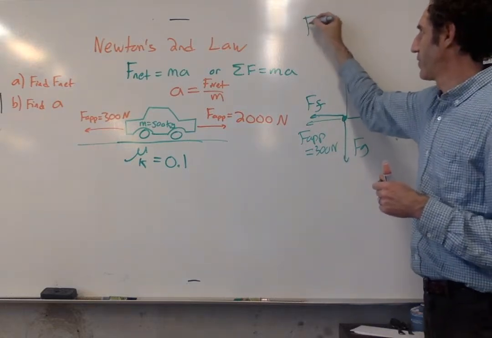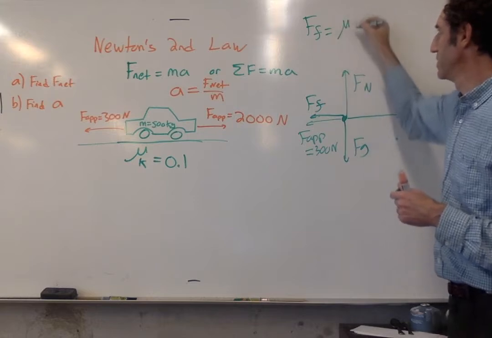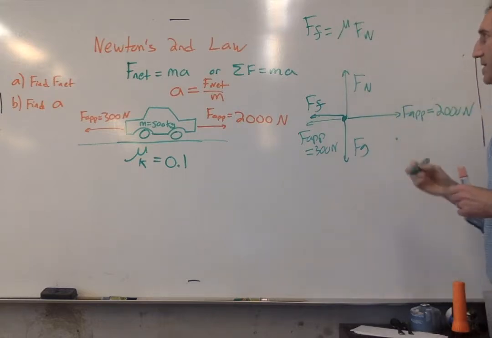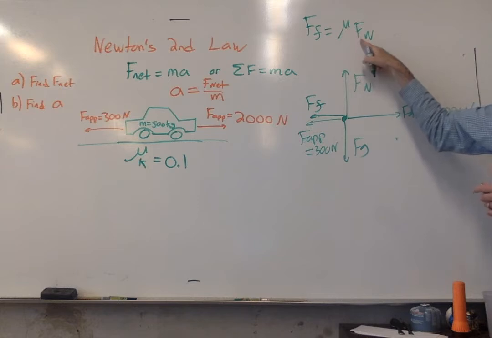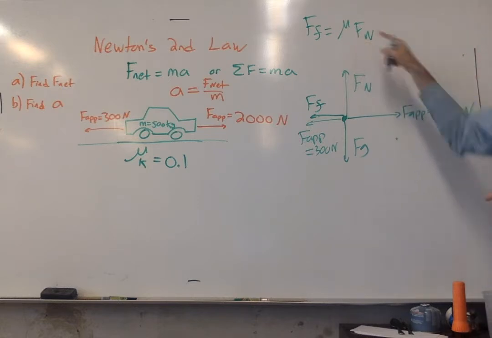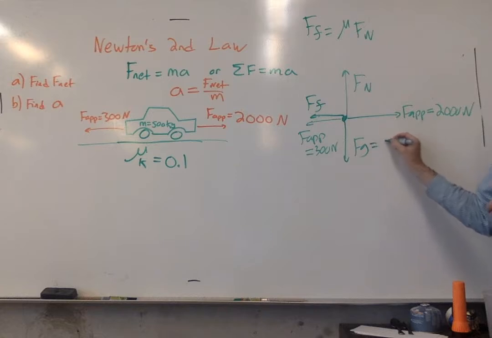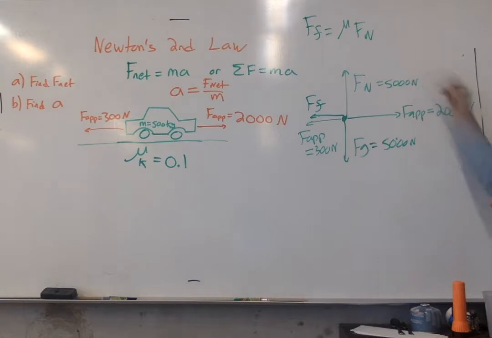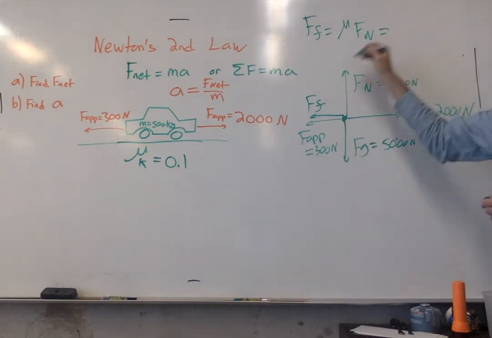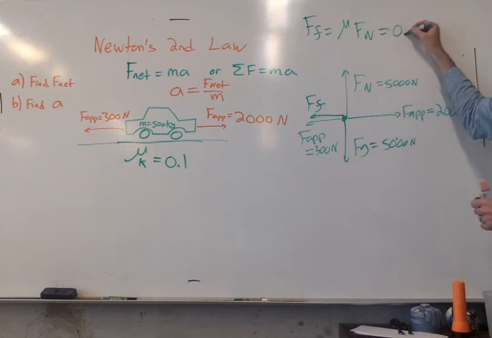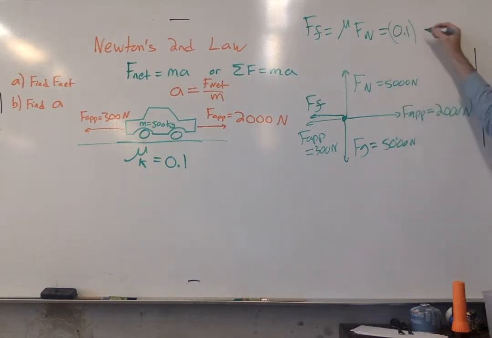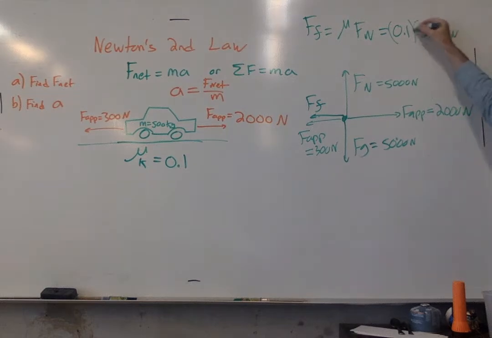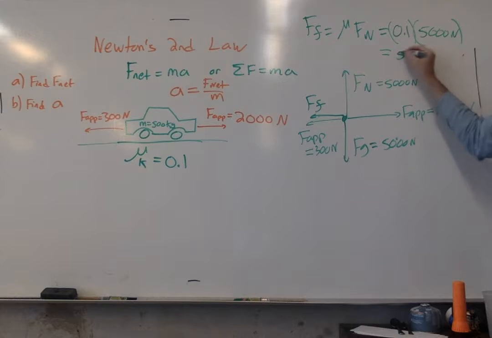Well, we actually have a formula that says friction force is going to be mu times the normal force. And since I know mu and the normal force, I can actually figure out what my friction force is. Oh, I should have written these down. 5,000 newtons right there. Good. So my coefficient of friction is 0.1, and then my normal force is 5,000 newtons. So now I can figure out that my friction force here is actually 500 newtons.